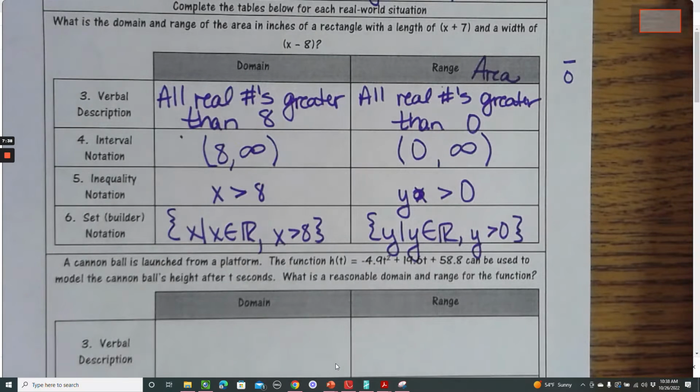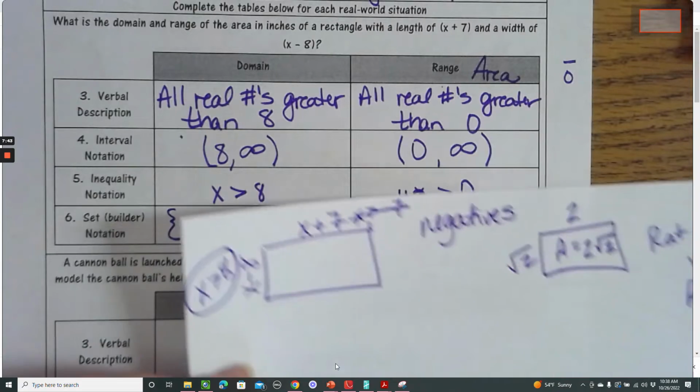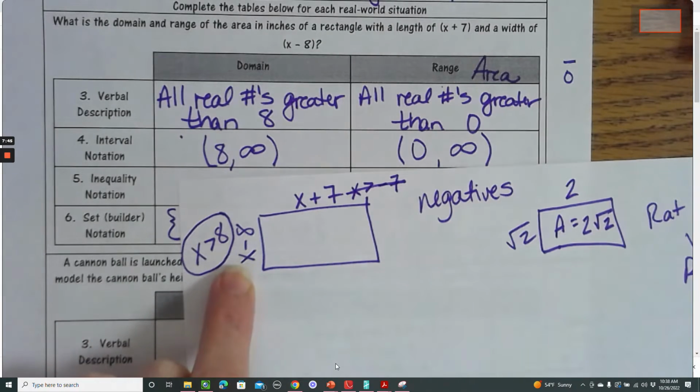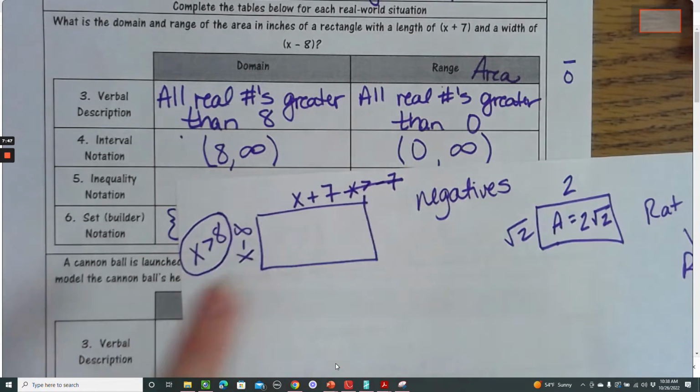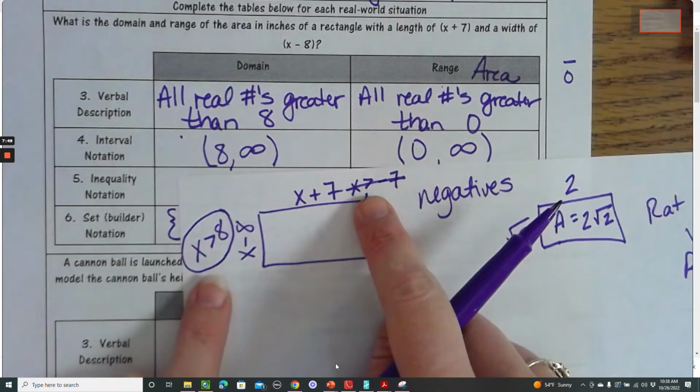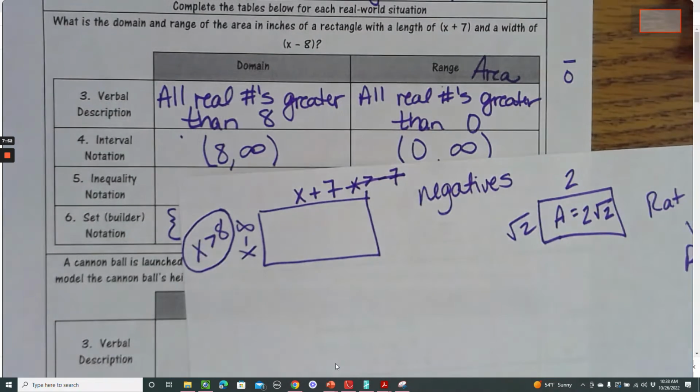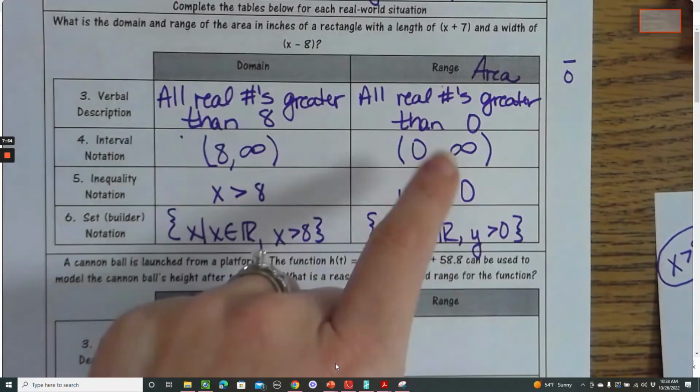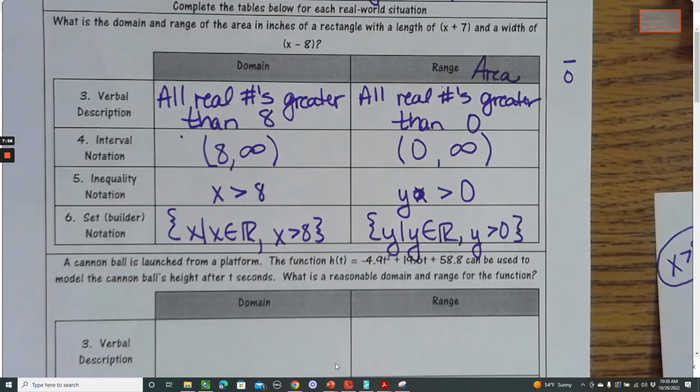So when you're talking about rectangles in area, find your two values. This side, it can't be this. This side, it can't be this. And then decide which of those two numbers doesn't work for either side. And that's your starting point. If you're talking about area, it's always greater than 0. As long as your y is greater than 0, you're good.